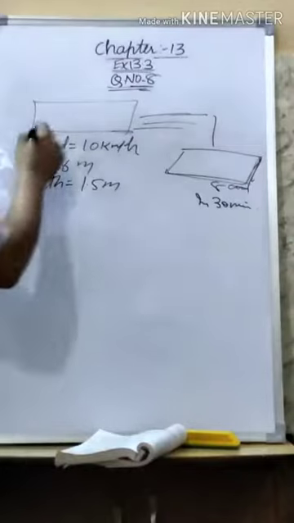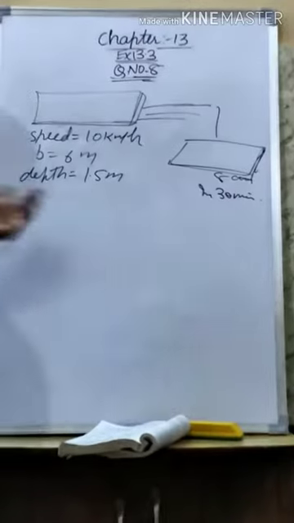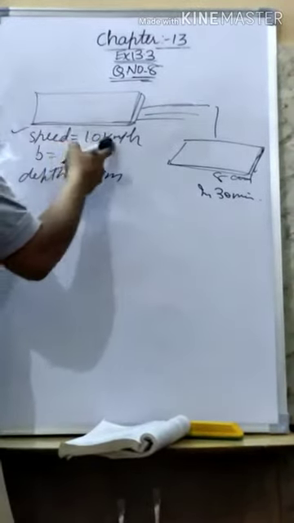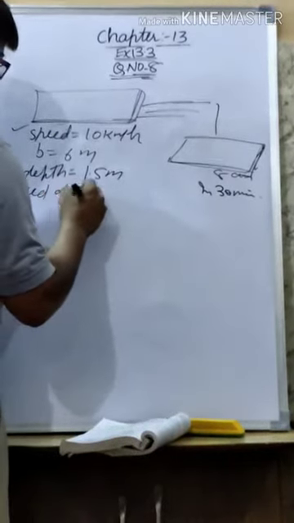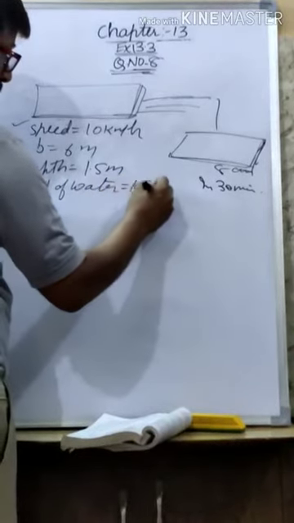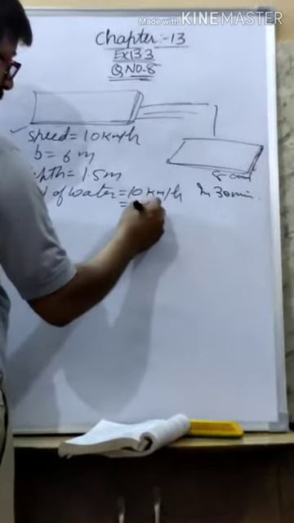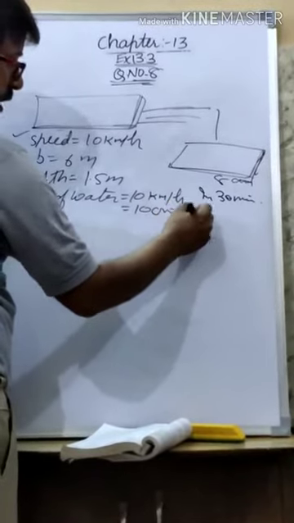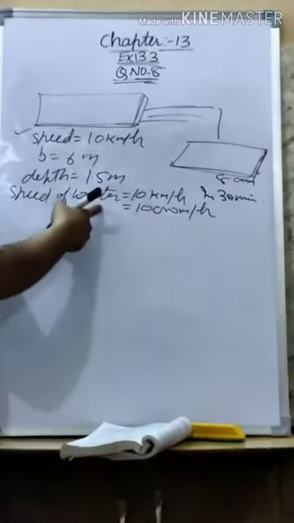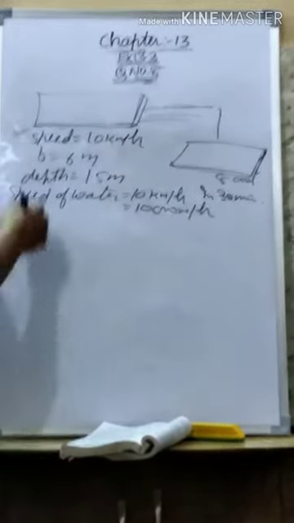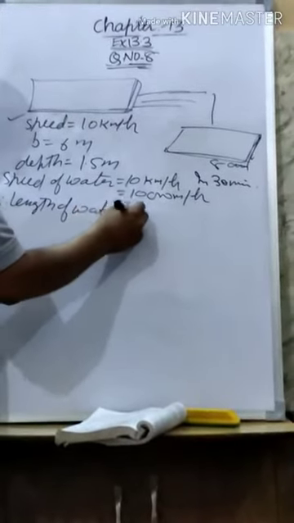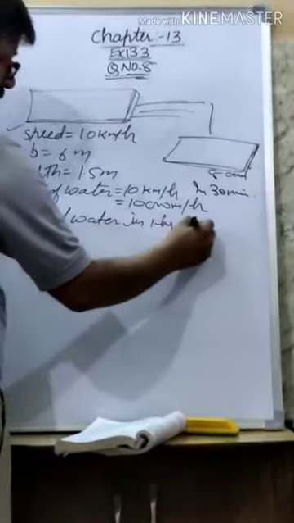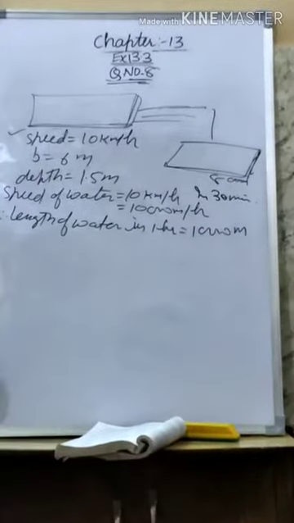So my dear students, water is coming from the canal. Canal is always in the shape of a cuboid. So this speed of water gives a length. This speed of water is equal to 10 km per hour, that is 10,000 meter per hour. So this speed of water gives the length of water. Therefore, the length of water in 1 hour is 10,000 meter.